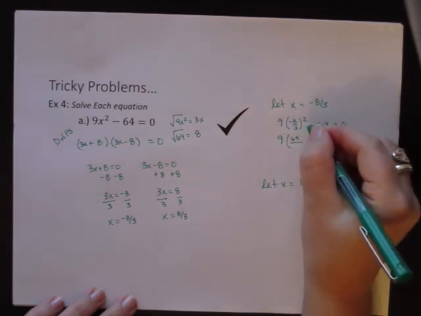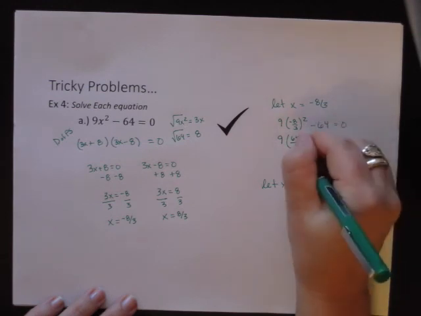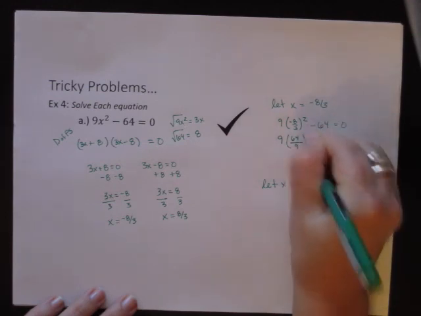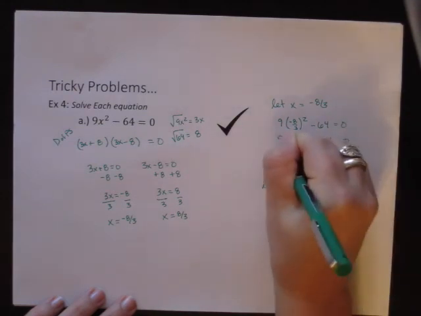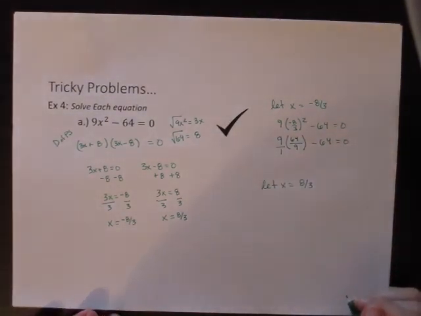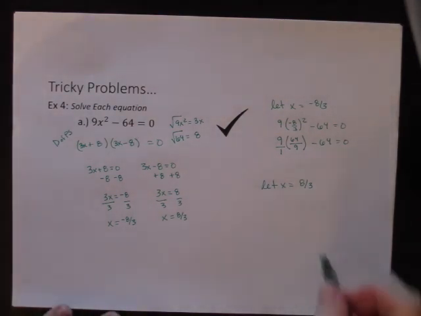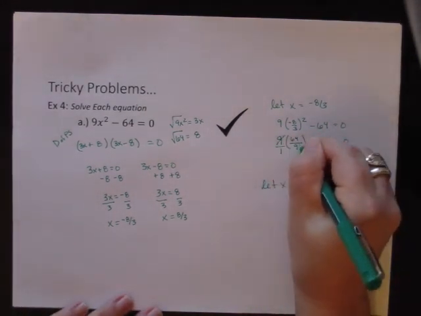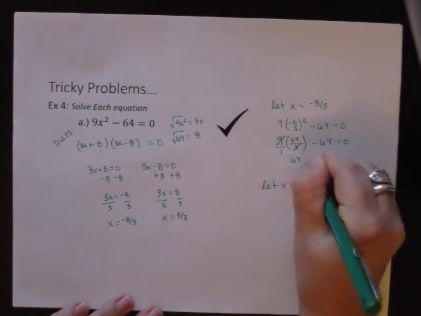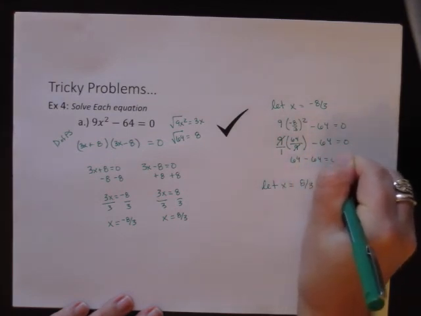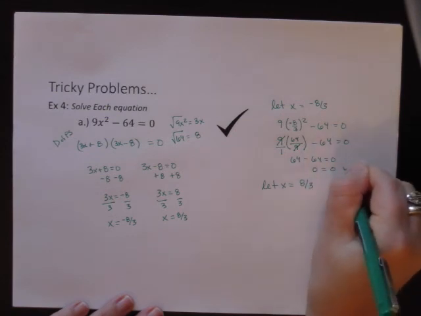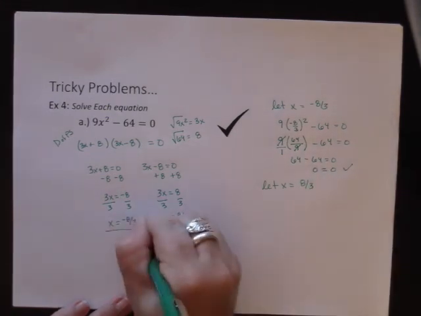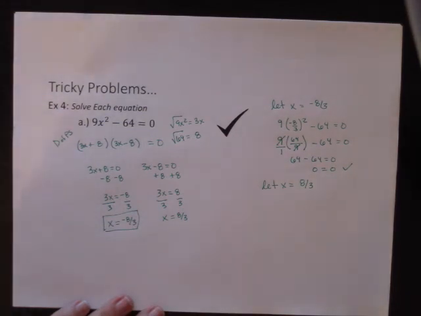And 3 times 3 will be a positive 9 minus 64 equals 0. We put this over 1 because it creates two fractions. And when we have two fractions using multiplication, we try to cross cancel. So the 9's will cross cancel, leaving me with 64 minus 64 equals 0. And 64 minus 64 is 0, equals 0, which is a true statement. So I can go and box this first answer.